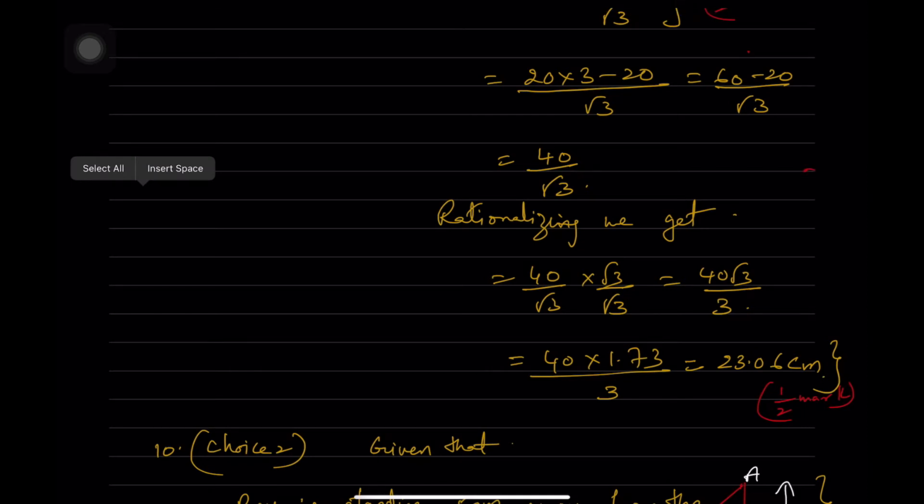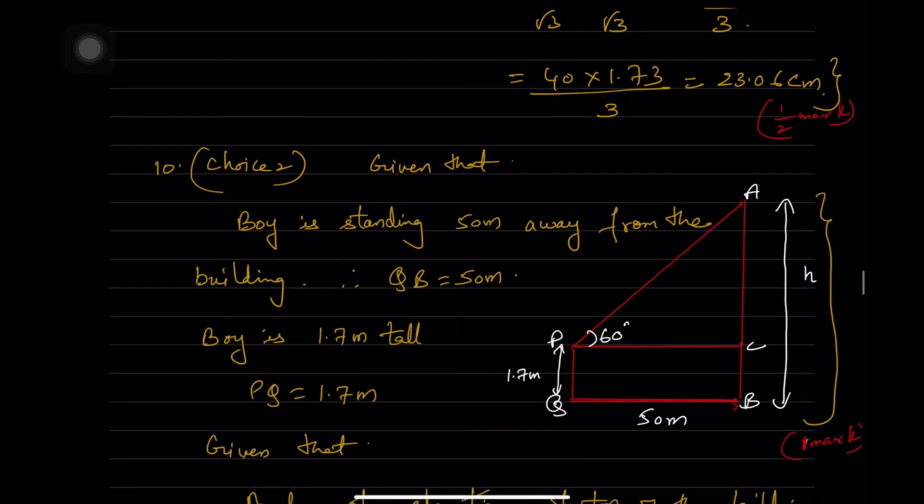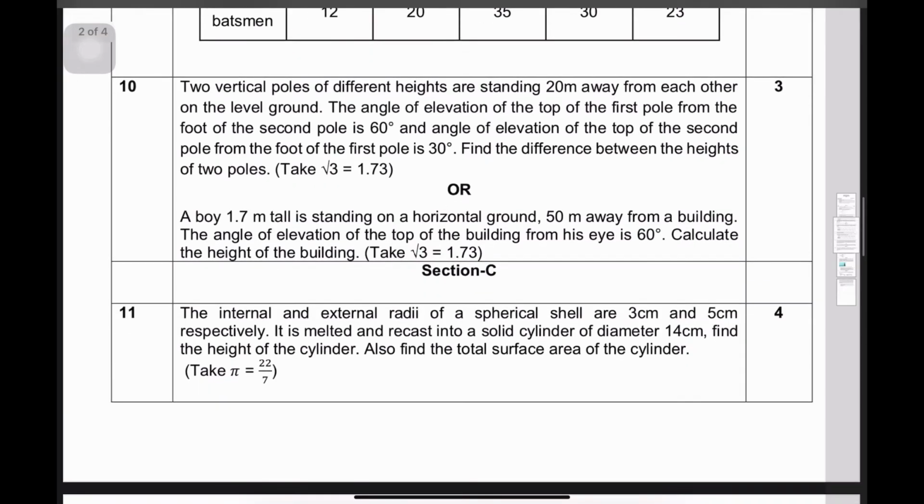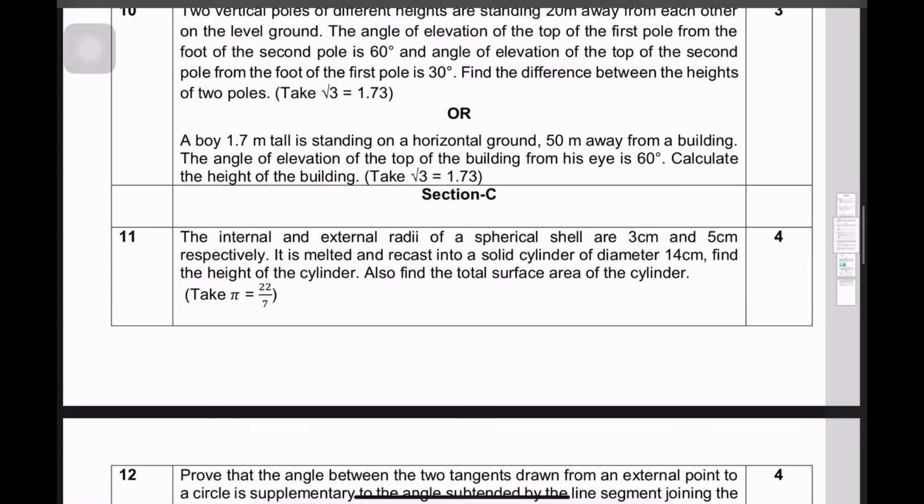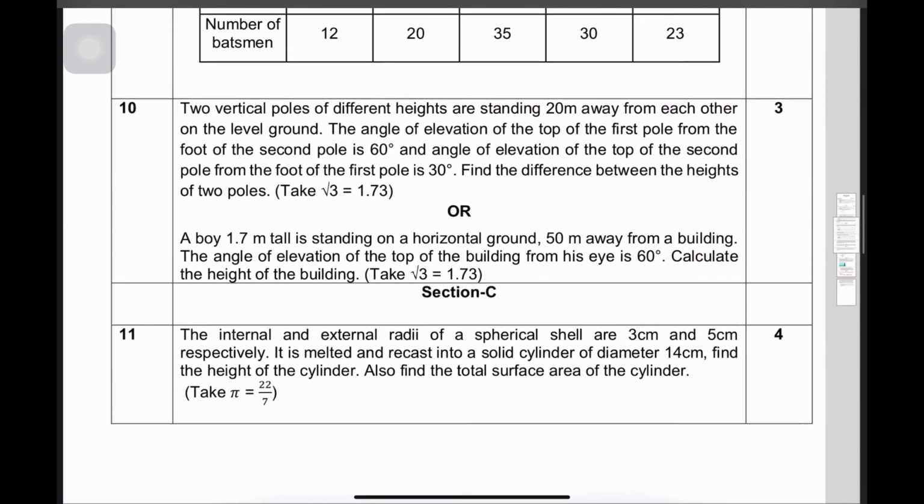Now going into the next choice question, in this you have two choices. So the second choice we are going into: a boy 1.7 meter tall is standing on a horizontal ground 50 meters away from a building. The angle of elevation of the top of the building from his eye is 60 degrees. Calculate the height of the building. So what is the height of the building? We'll just see.